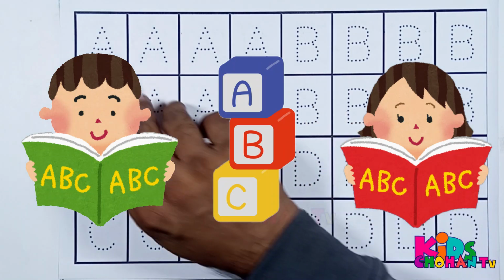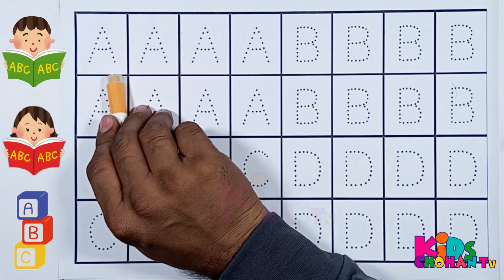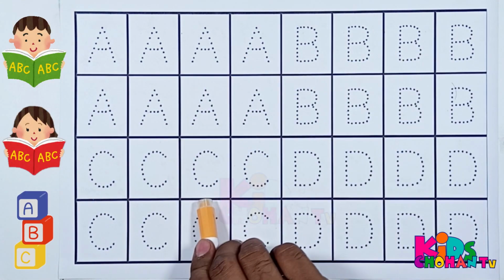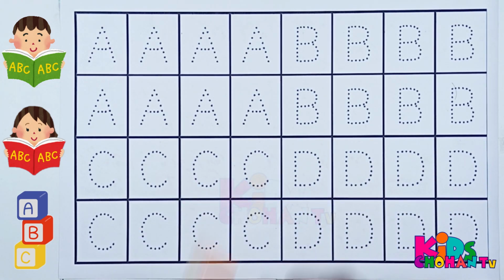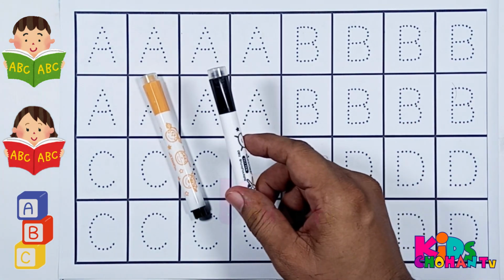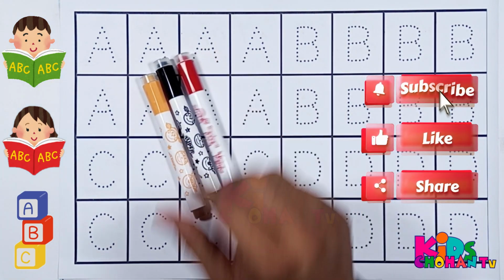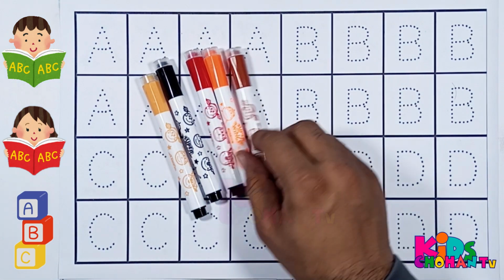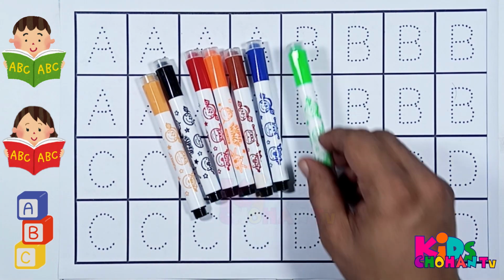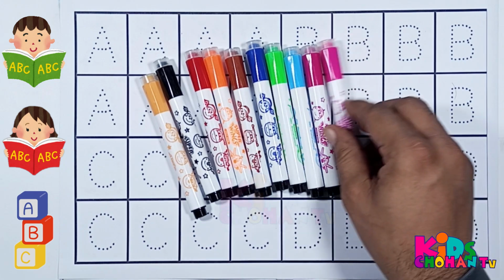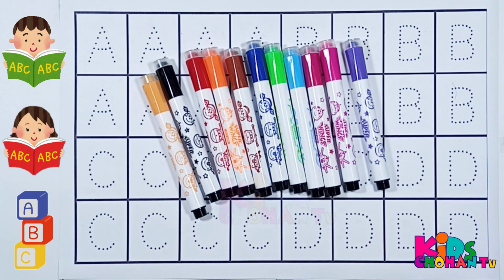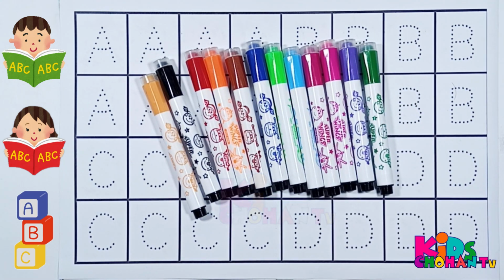Hi kids, in this video we will learn A, B, C and letter D. Let's learn colors' names. Yellow, black, red, orange, brown, blue, green, sky blue, pink, light pink, violet and green color.